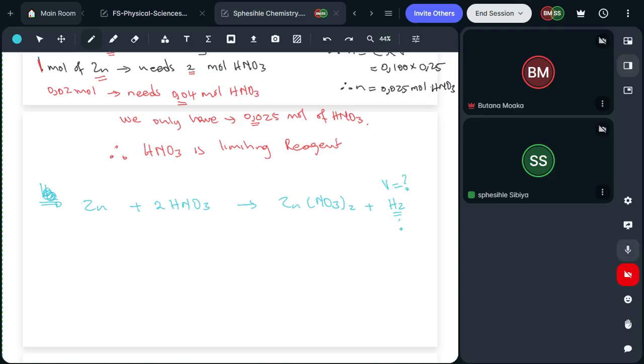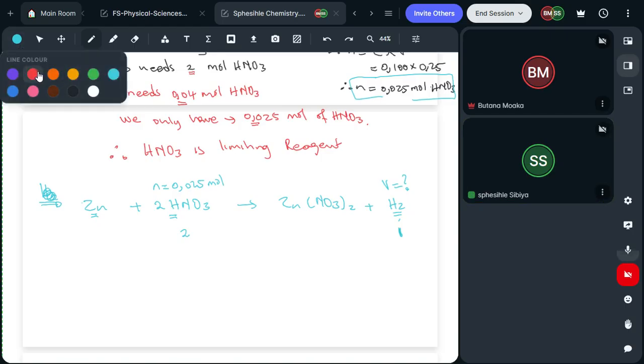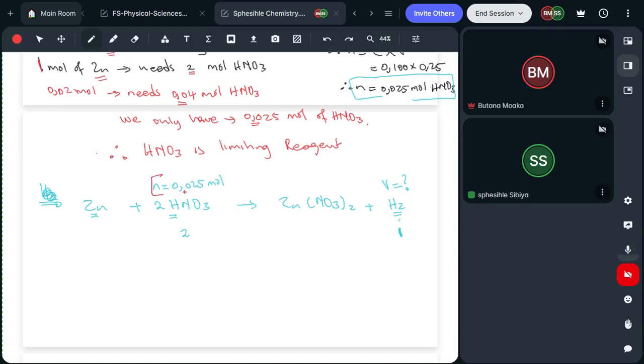The mole ratio for H2 is 1. I'm going to choose between these two reactants to compare with H2. You can choose any one, and I'll go with the nitric acid. For the nitric acid, the mole ratio is 2, so the ratio is 2:1. We calculated the number of moles of nitric acid as 0.025 mole. This is very important information that we need to use to find the number of moles of H2. Do you understand?